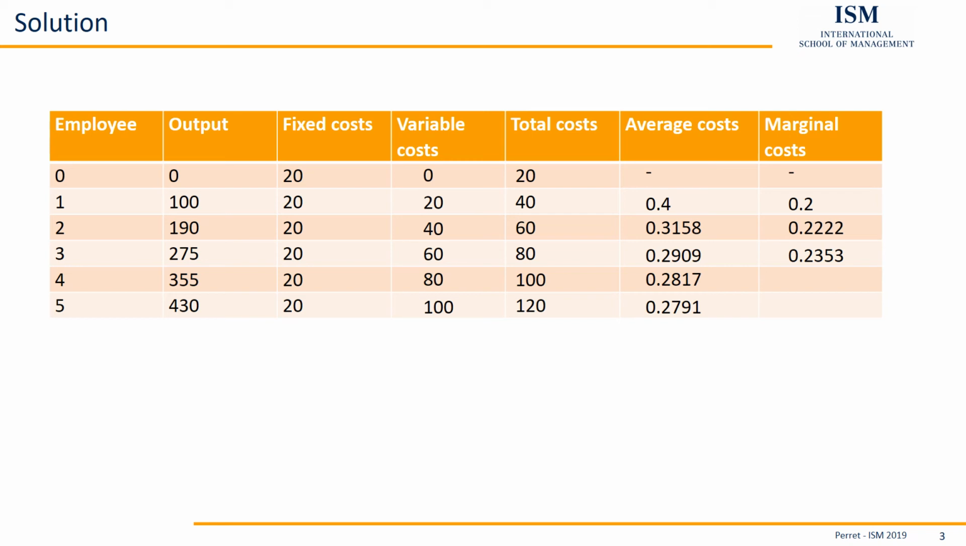Then for the next one, from 80 to 100 and from 275 to 355. So divide 20 by 80, and we get 0.25. And finally, 20 divided by, and then the difference again, 430 and 355, giving us here a marginal cost of 0.2667. And well, that's already everything there is to be done with this table. We have the average costs by dividing total cost by the output, and the marginal cost by dividing the cost difference by the output difference. And well, that's all there is to be done.